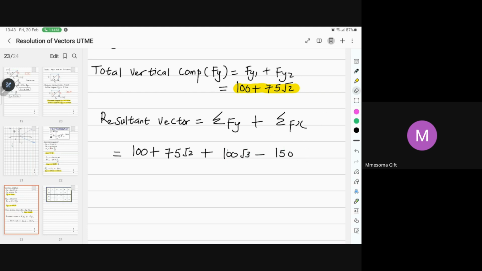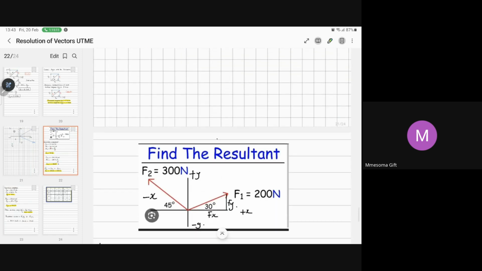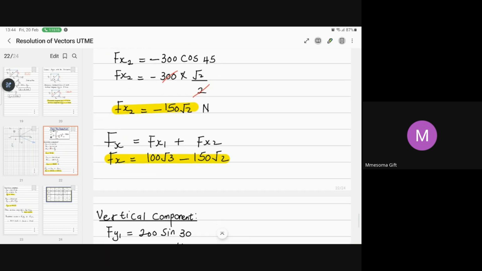So when we bring them all together, yeah, Meso, I can see your hands up. Can you go ahead and ask your question? I thought F2 is 300 newtons, but you solved with 150 newton. Which one? Against F2? Yes. No, nobody said any other thing. The other persons were just following that way.